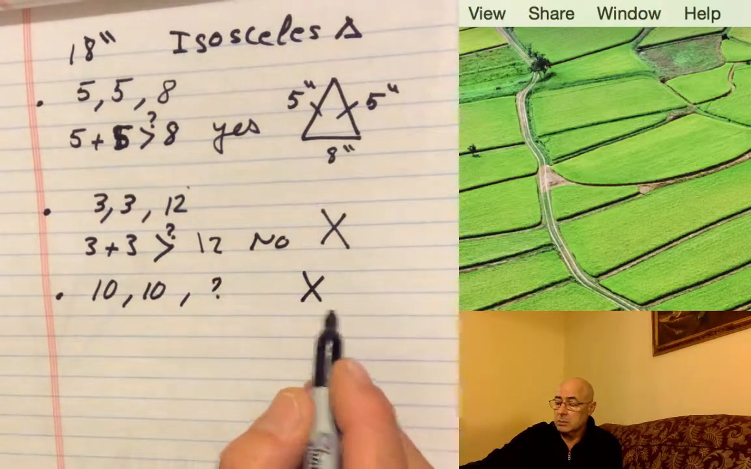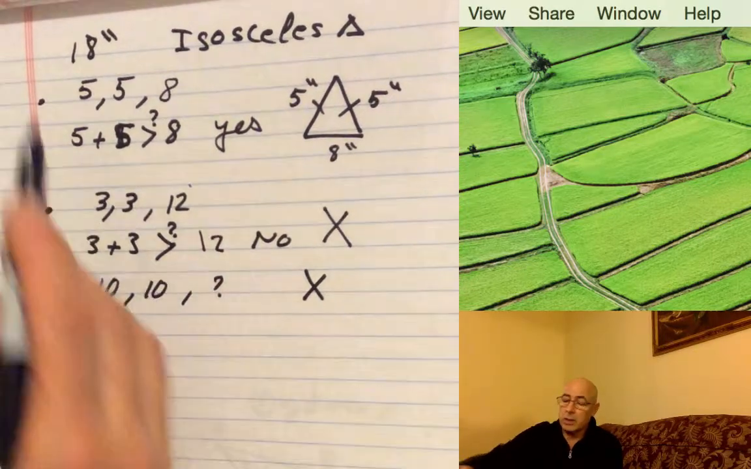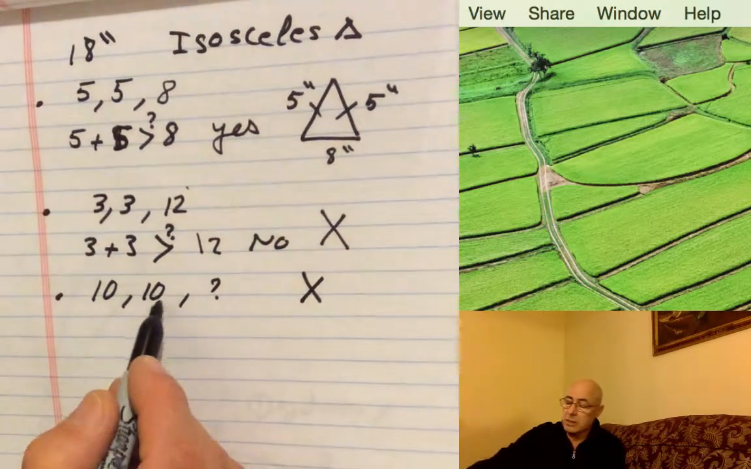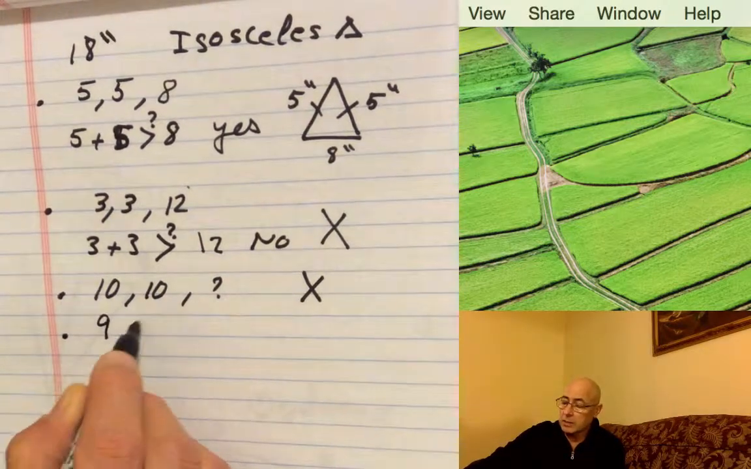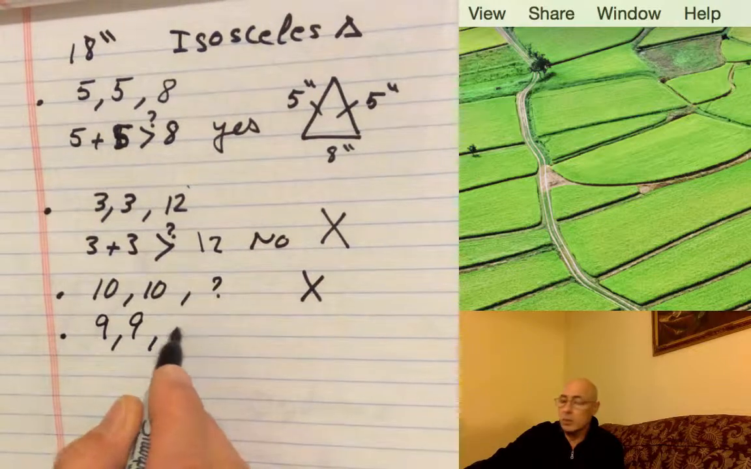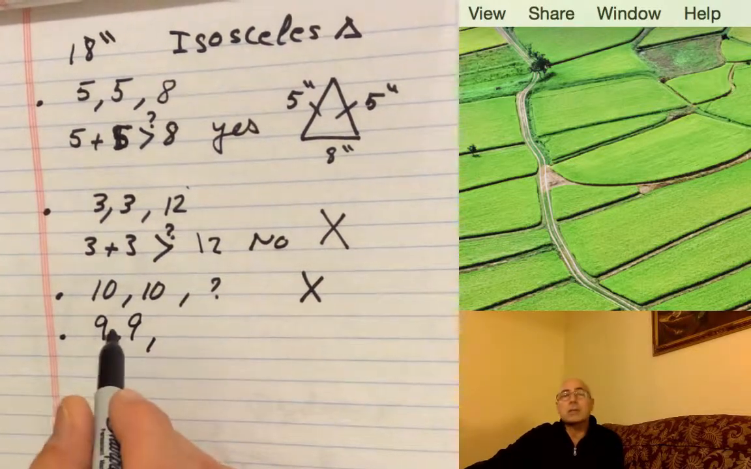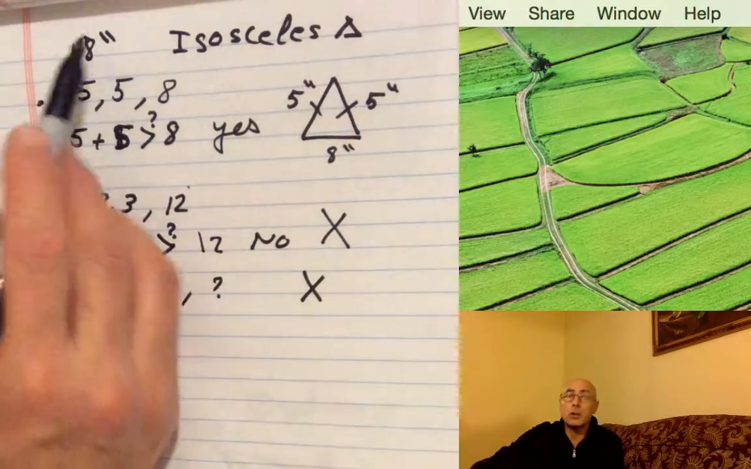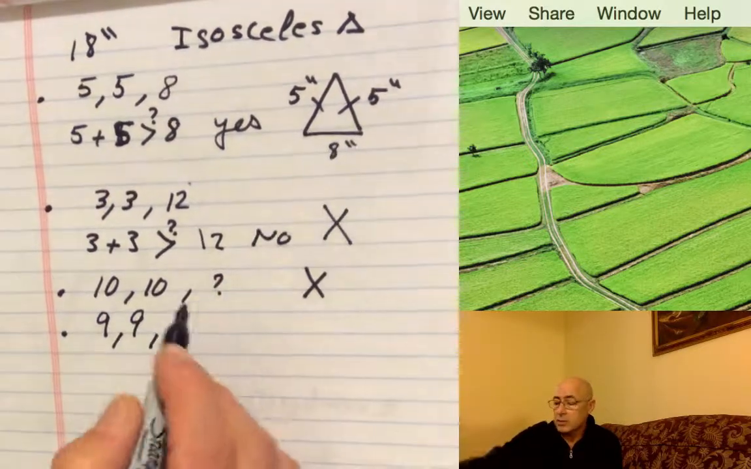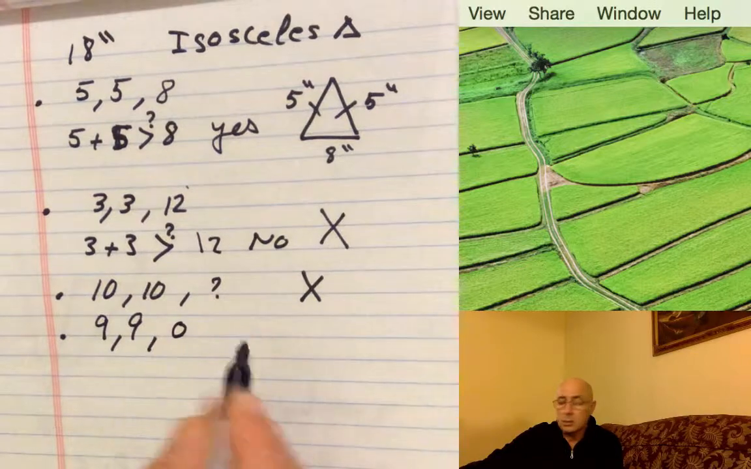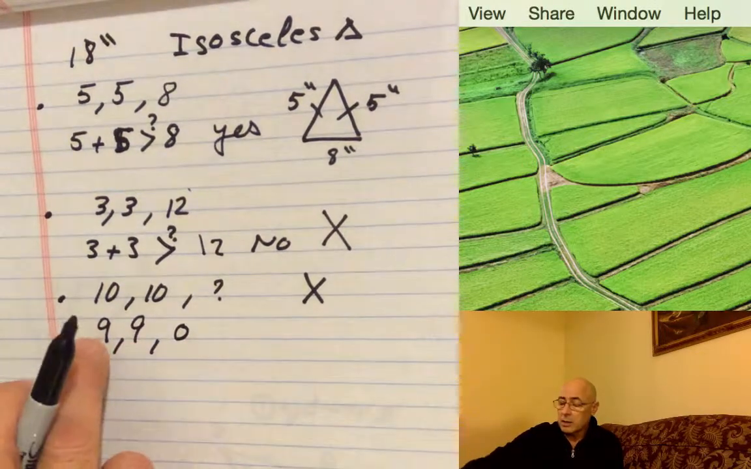It cannot be done. 10 plus 10 is 20. I have only 18. So let's make something smaller. Instead of 10 and 10, let's try 9 and 9. Let's check what the third side could be. 9 plus 9, 18. So I used the whole 18 just to make 2 sides. Nothing left to make the third side. So the third side is 0. Can I do that?